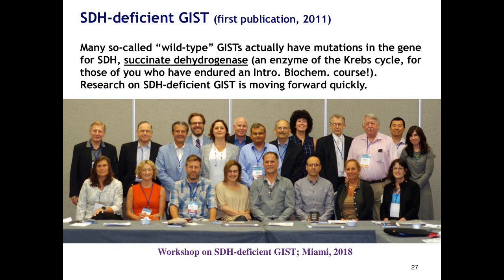SDH-deficient GIST, we don't have time to talk about the details, but this is a subcategory of wild-type GIST. The first publication recognizing SDH-deficient GIST was in 2011. It's only recently discovered. These so-called wild-type GISTs actually have a mutation in the gene for an enzyme called succinate dehydrogenase. If you've been through a biochemistry course, you might remember that that's a component of the so-called citric acid cycle, or Krebs cycle. We don't yet know enough about this type of GIST, but the research in this area is moving forward very quickly.